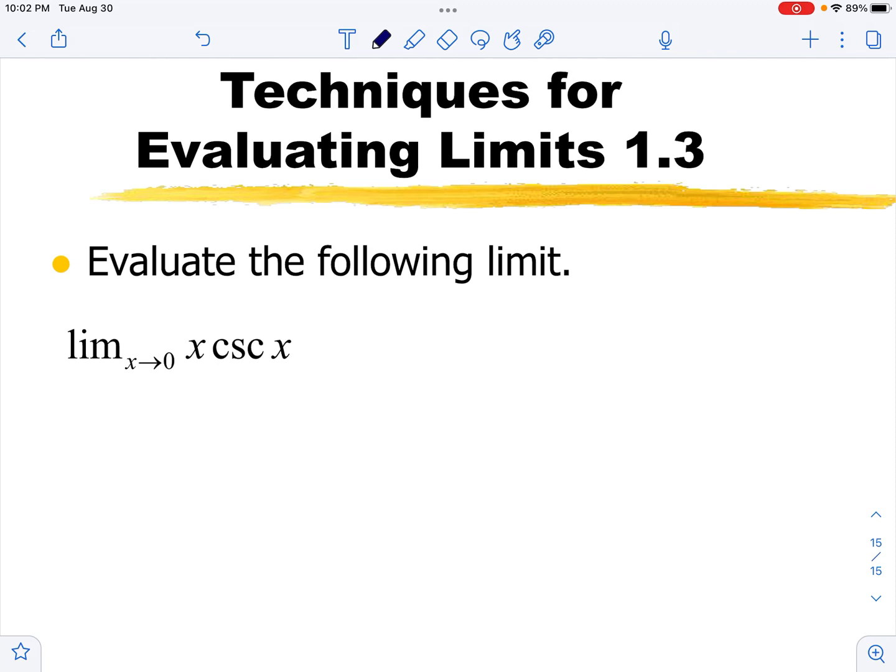Again, something very similar. We have cosecant. The cosecant, remember, is 1 over the sine. So we're going to say the limit as x goes to 0 of x times 1 over the sine of x. So you can see this pretty quickly, that this is really x over sine of x, which was the additional 1 that I had written earlier, which is equivalent to 1.